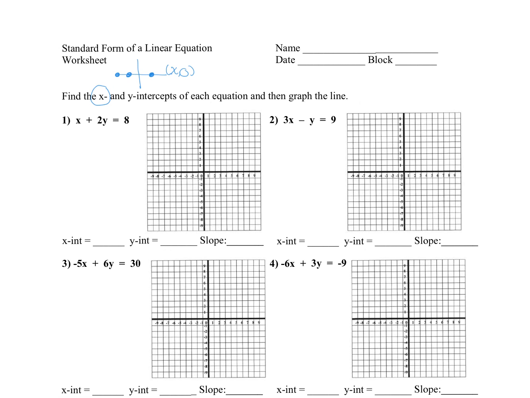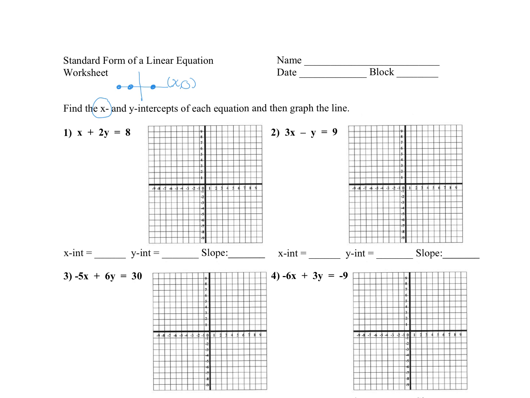So to find the x-intercept, you always let y equal 0. To find the y-intercept, all these dots I'm drawing are y-intercepts. And they have moved up and down, but they have not moved left or right. So their ordered pairs are always 0, comma, y. So to find the y-intercept, you let x equal 0.